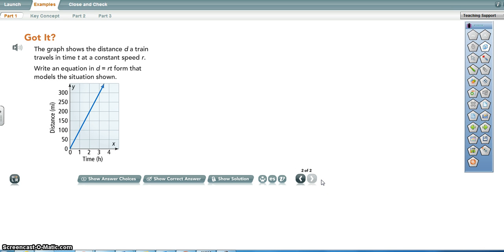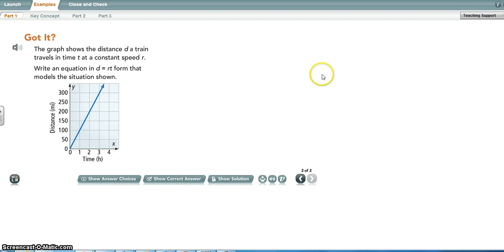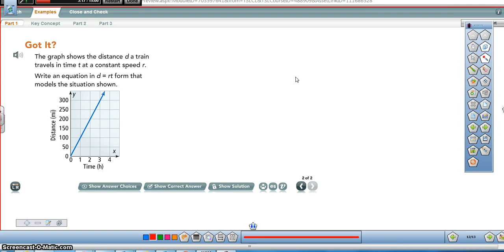All right, here's another one. The graph shows the distance d a train travels in time t at a constant speed r. Write an equation in the form distance equals rate times time that models the situation shown. Okay, so the distance is always varying. The time is always varying. But we have a linear equation which shows we have a constant rate. So we need to look at what the rate is.